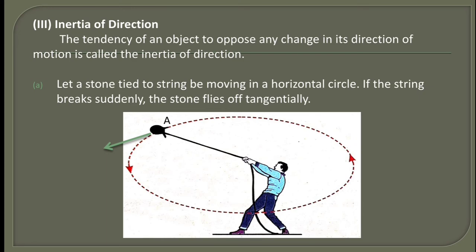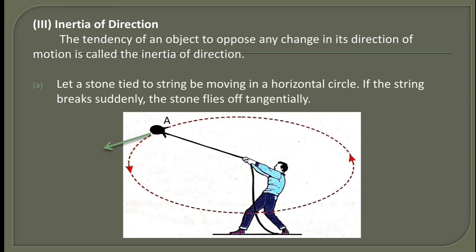Now students, before discussing the example of inertia of direction, let me recall a concept from the previous chapter, motion. In the previous chapter, we have learned that in circular motion, at every instant the direction of motion of the object is changing. For example, if I ask you what will be the direction of motion at this point A in this circular motion, then you would probably say the direction of motion of this stone at this point A will be along the tangent at this particular point.